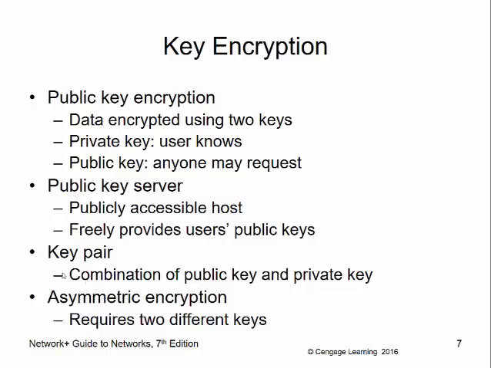Together, they're known as a key pair. And they're mathematically tied together. And this makes a form of asymmetric encryption. In other words, the key that I use to encrypt my message cannot be used to decrypt it. So that's key. That's foundational to how this works. Let's take a look at it.